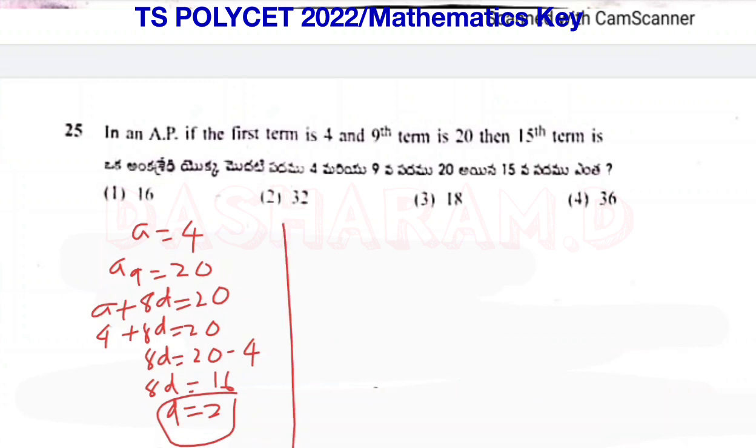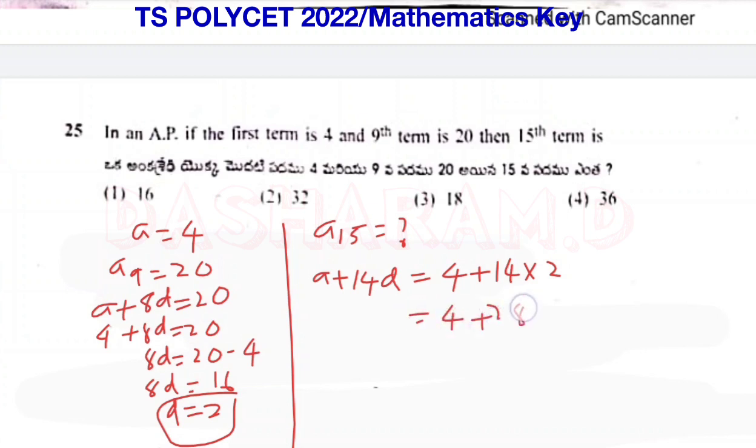Now what is being asked? What is the 15th term? 15th term means a15 equals how much? So a15 means a plus 14d, which equals a value 4 plus 14 into d value 2. So 4 plus 14 into 2, that is 28, so 32. So option 2 is correct.